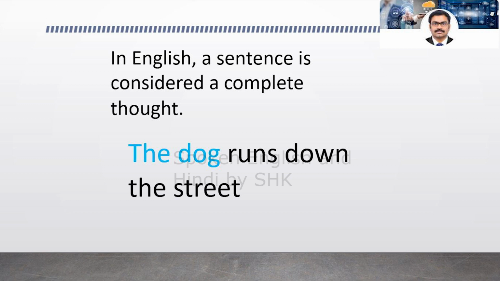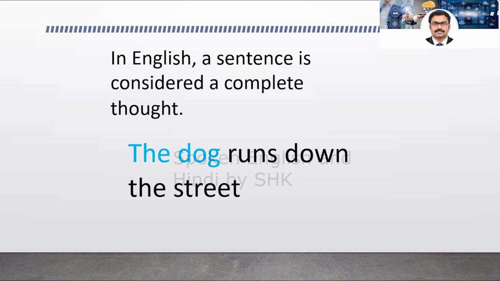Now, the first thing you should know is that in English, a sentence is considered a complete thought, and a full sentence will always have a subject and something we call the predicate. So in English, every sentence needs these two parts: the subject and the predicate.